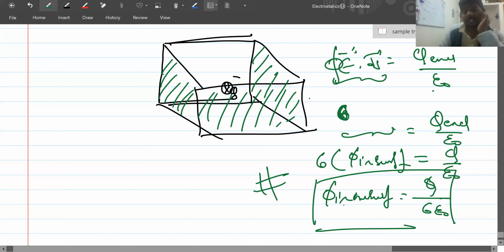So these are the ways some problems can be asked for you to find out the values. And this is about electric flux and Gauss law.